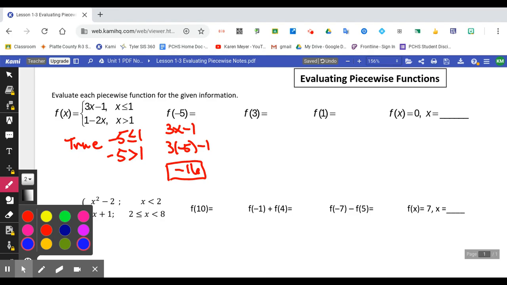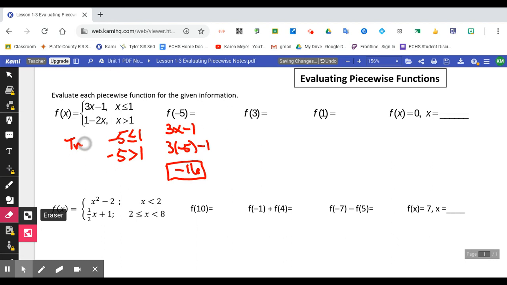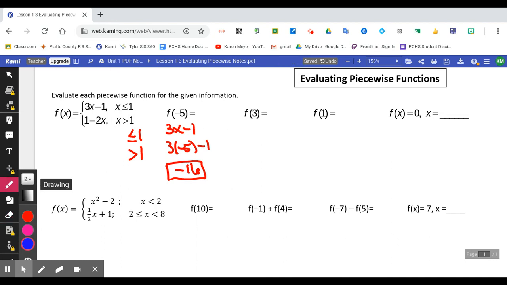F of 3. Well, that's when you have to come back over here and you have to think, all right, is 3 less than or equal to 1? Or is 3 greater than 1? And hopefully this time everybody's going to say the bottom. 3 is larger than 1. So we're looking at 1 minus 2x. Plug in 3 for x. And you get 1 minus 2 times 3, which gives me -5.